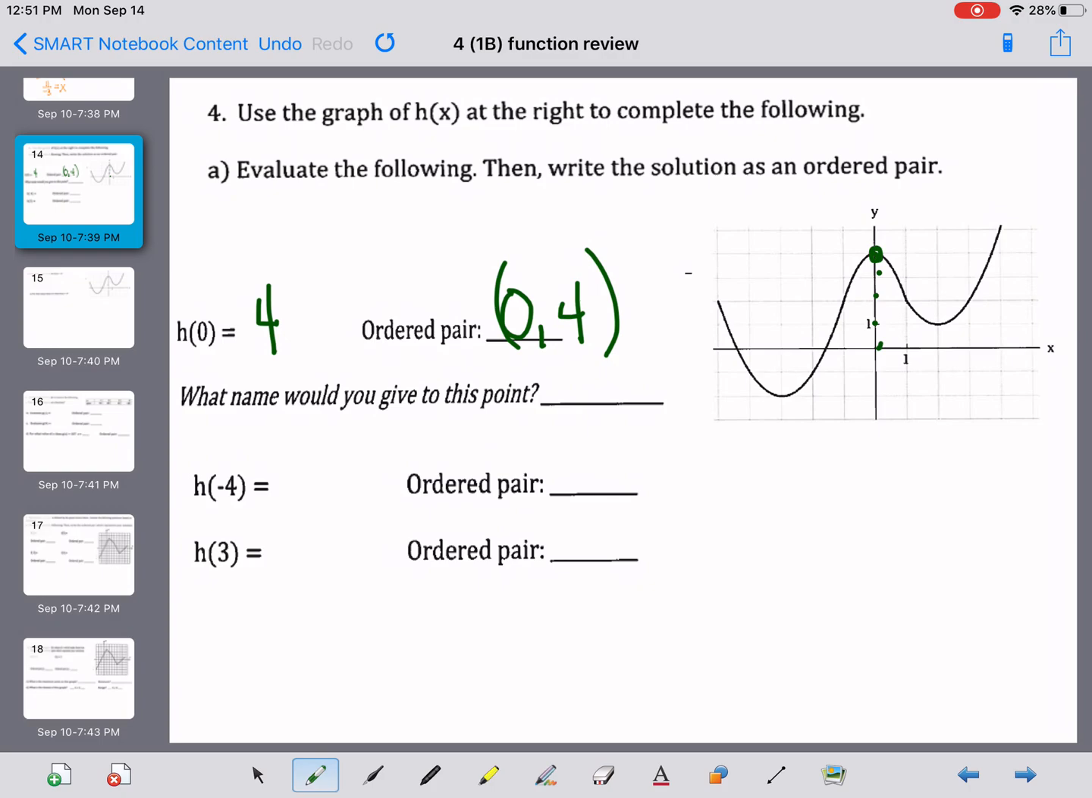And again, let me make that point a little bit more vivid. So there's the point. It says, what name would you give to this point? Well, this is where the graph intersects the y-axis. And the name then is called the y-intercept.